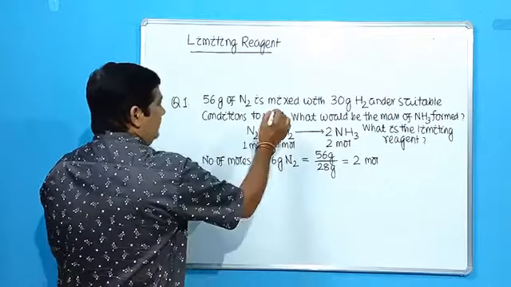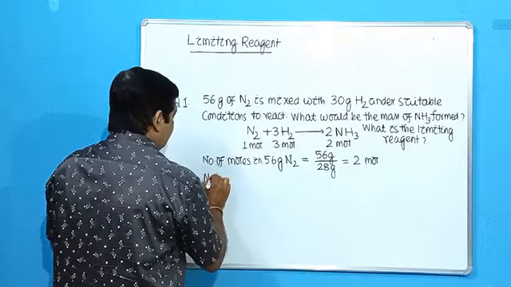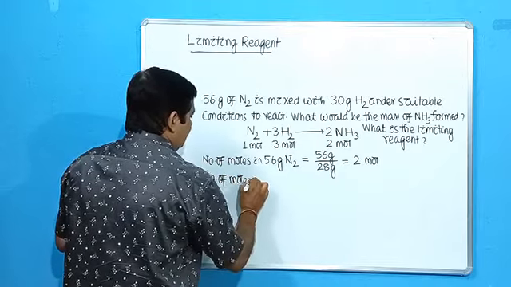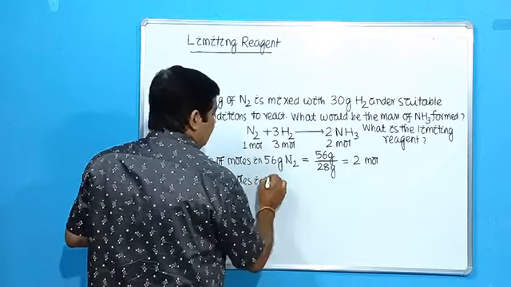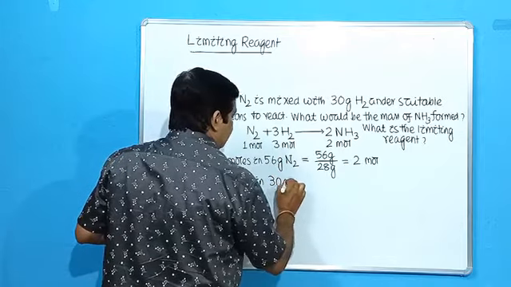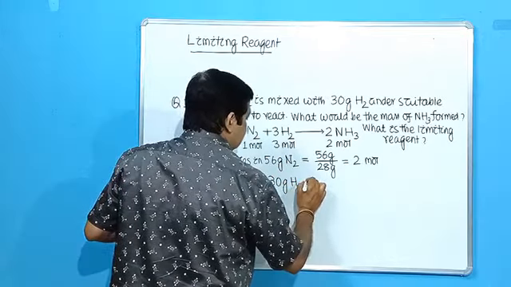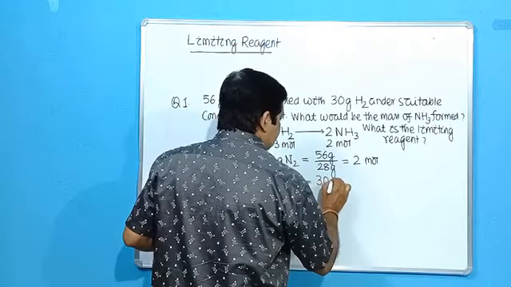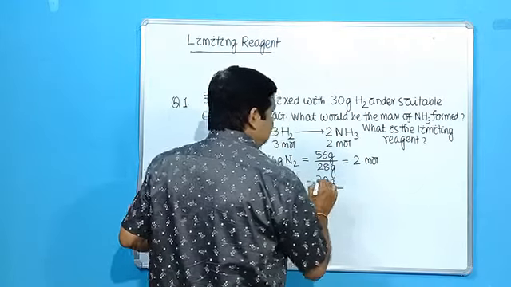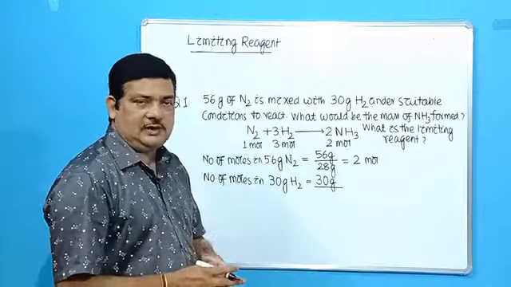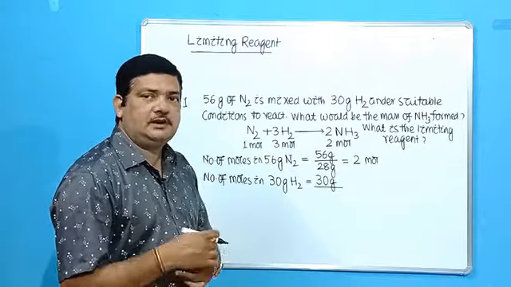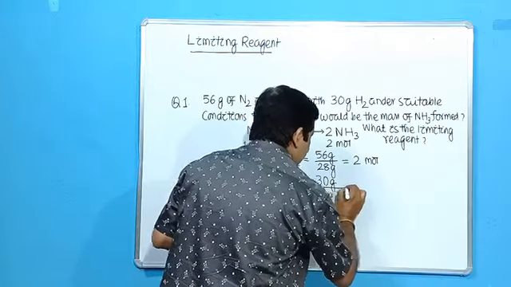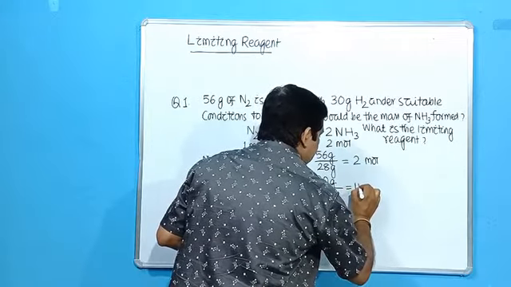Accordingly we should find out number of moles in 30 gram hydrogen. How to find out? Given mass 30 gram divided by molar mass. Hydrogen atomic mass is 1, and the molecular mass of H2 is? Now it will be 2. So divided by 2 gram. It will be 15.